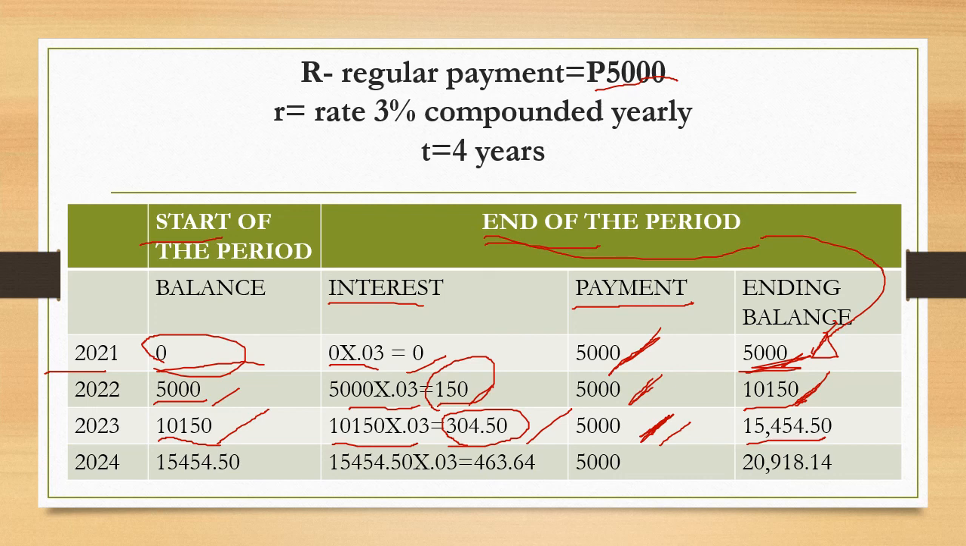Now the same goes with the beginning of year 2024. You'll earn 3%. So this is the interest. He will pay another 5,000 pesos. Then add these three values, and you will have the amount of money which John Mark will have at the end of 2024, or after 4 years. So this is the future value of the investment, or the annuity, of John Mark.